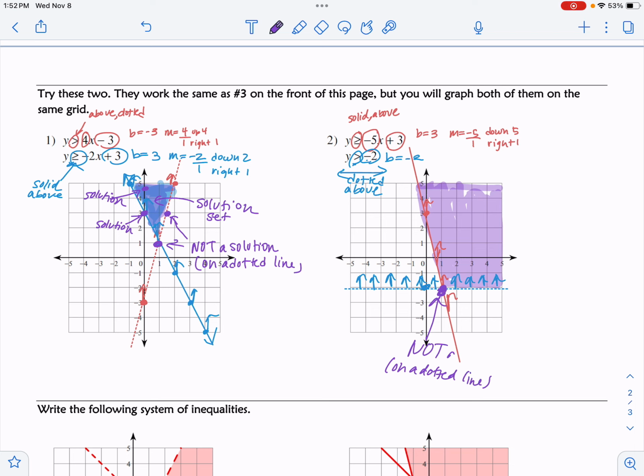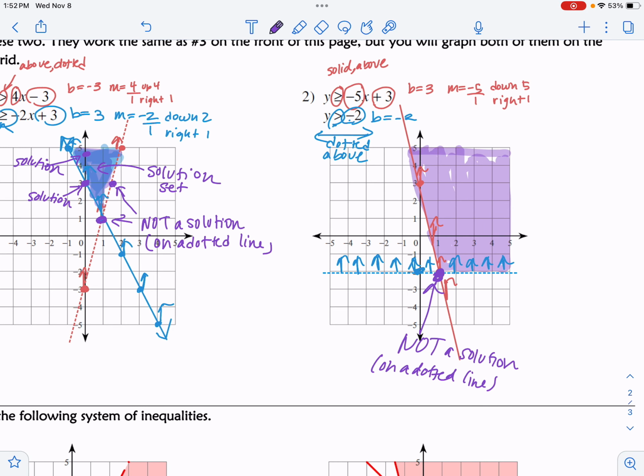So not a solution. For this one, all we have to do is graph it, right? I'm just labeling it because most of the time the questions will say, like, is (2, 0) a solution? And it would be because it's in the shaded region. Whereas (3, -2) is not a solution, whereas (0, 3) would be a solution. Anything in the pool would be a solution, just nothing on a dotted line.